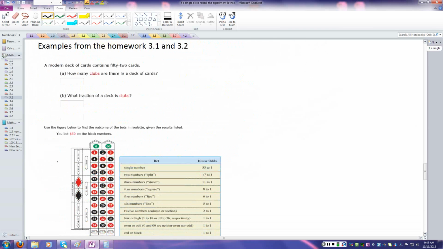So we're back to kind of looking at cards. A modern deck of cards contains 52 cards. How many clubs are in the deck? Well, we know there's 13 clubs, right? What fraction of the deck is clubs? Well, there's 13 out of 52.